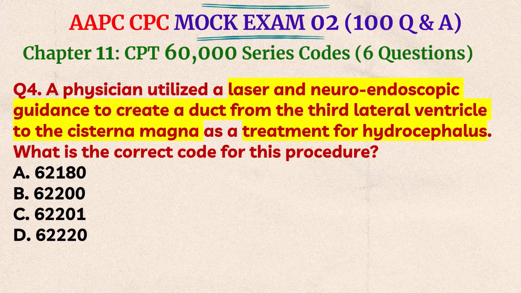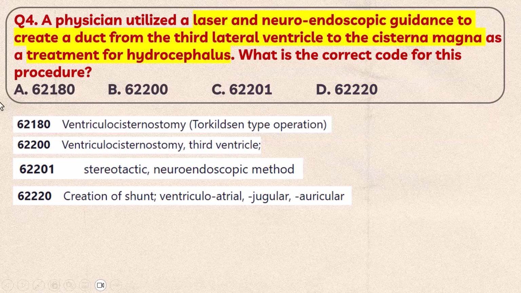So here you have to highlight this is a laser and neuroendoscopic guidance to create a duct from the third lateral ventricles to the cisterna magna for the treating of hydrocephalus. So here we are removing the cerebrospinal fluid. So once you look at the answer, all answers are adjacent code. So you can use the elimination method in the exam. So once you go to the code directly, 62,180 is ventricular cisternostomy. That is simple. When you go to the 62,200 is ventricular cisternostomy, third ventricle. So our case is third ventricle, but it says the additional items are available down.